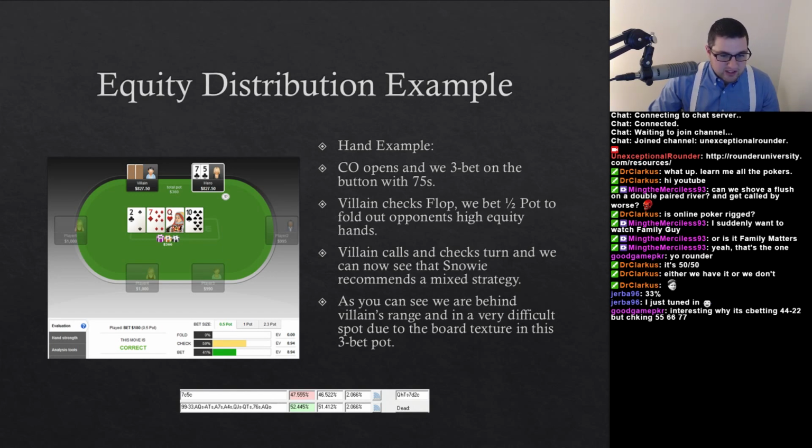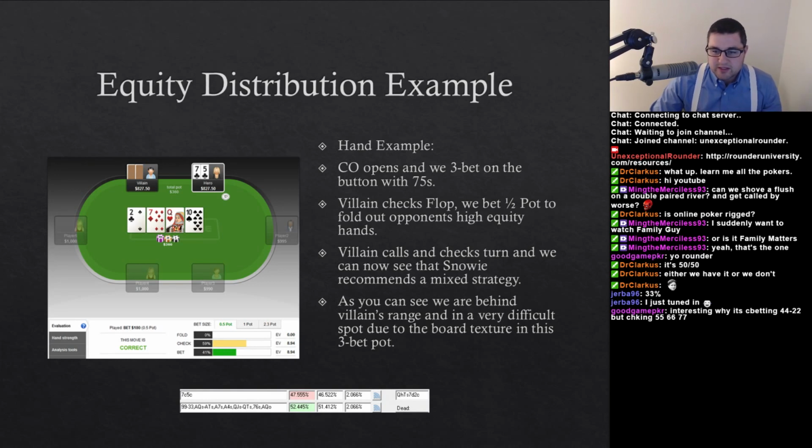But we can also see that our equity is pretty even, right? We have 47.5% equity against Snowy's range. And that makes it very hard to play. So you can see Snowy's recommending a mixed strategy, which, I mean, you could say makes it really easy to play since you can kind of do either and be correct. But really what it means is it's a very close spot, and it's a spot that we have to balance. It's a spot that we have to play carefully, and it's not a straightforward bet or check. So that's sort of the point I want to demonstrate here.